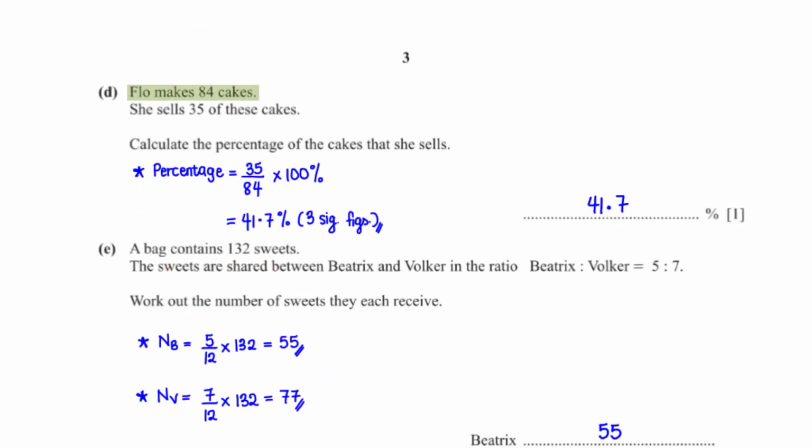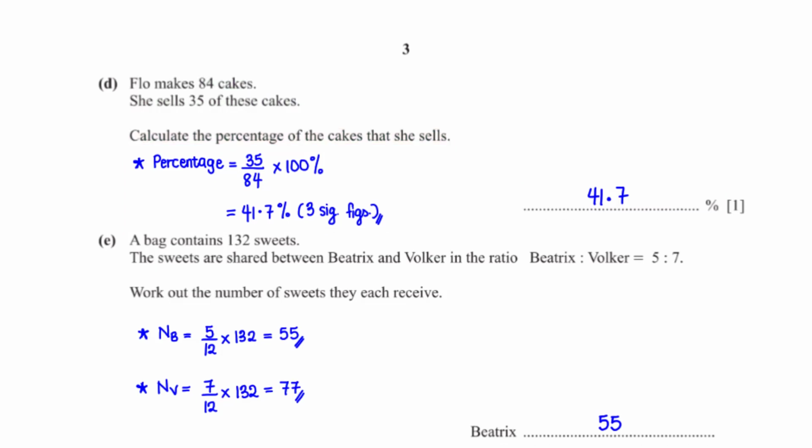Flo makes 84 cakes. She sells 35 of these cakes. Calculate the percentage of the cakes that she sells. The percentage of the cakes she sells is equal to the total number of cakes she sells, which is 35, divided by the total number of cakes, which is 84, times 100%. This gives us 41.7%, rounded to 3 significant figures.